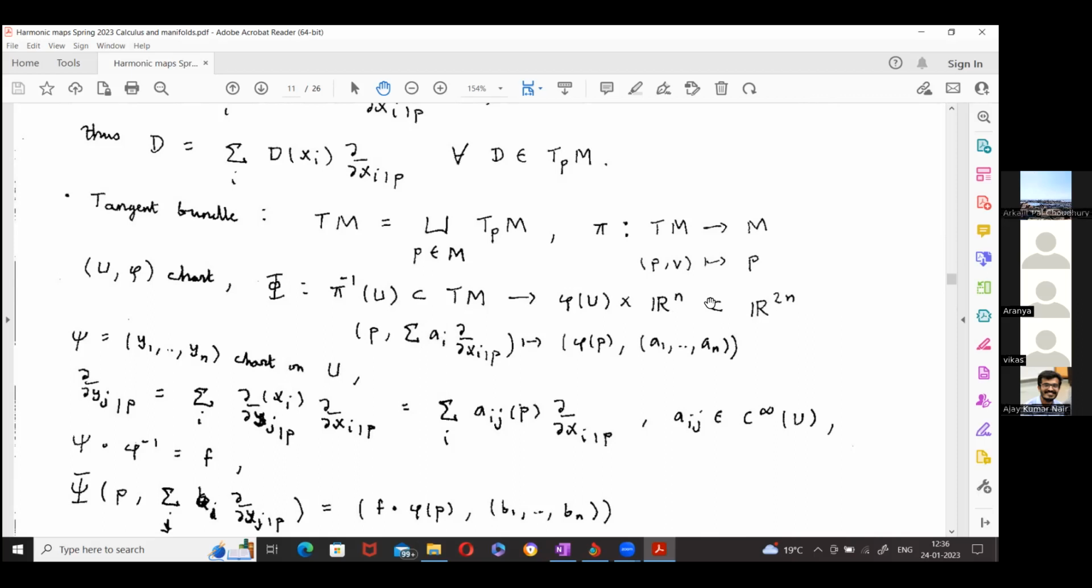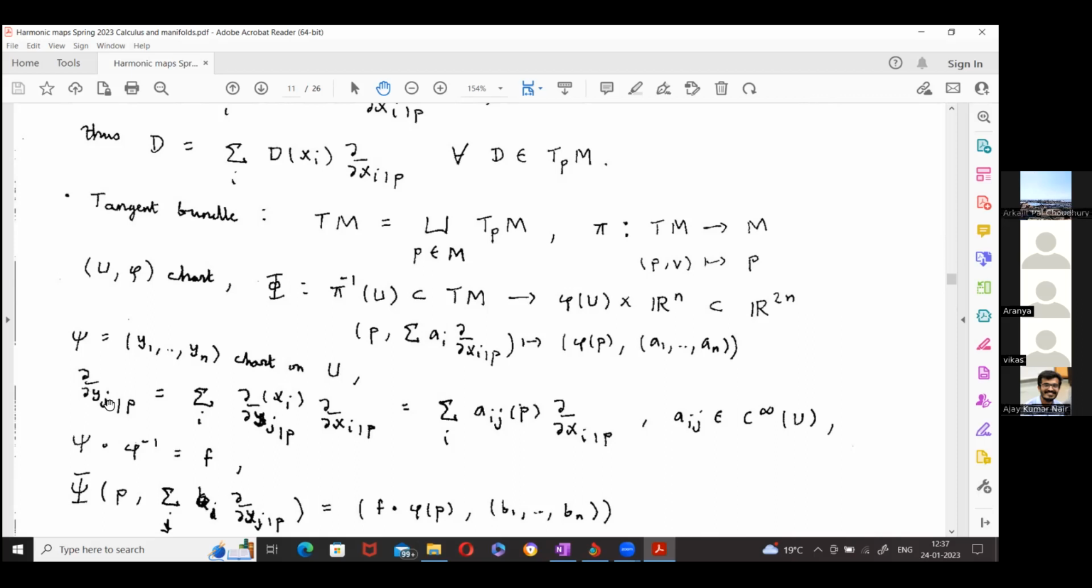In order to get a manifold structure on the tangent bundle, what I want to do is look at the change of charts on the tangent bundle and check that the change of charts is smooth. So let me take another set of coordinates, say psi equal to y1 to yn, another chart on U. Then first of all, I'll get another basis of the tangent space at each point, ∂/∂yj.